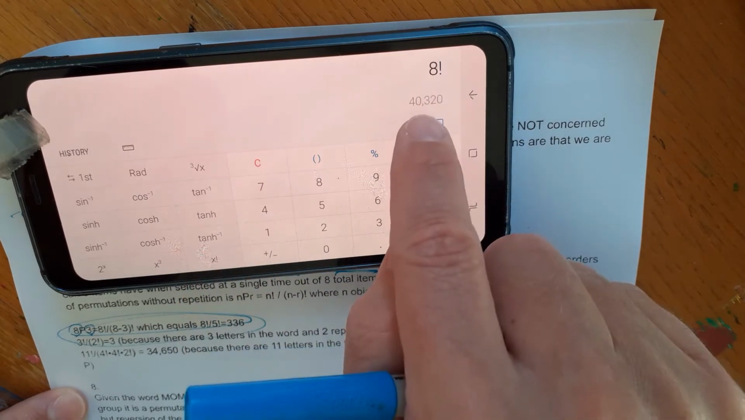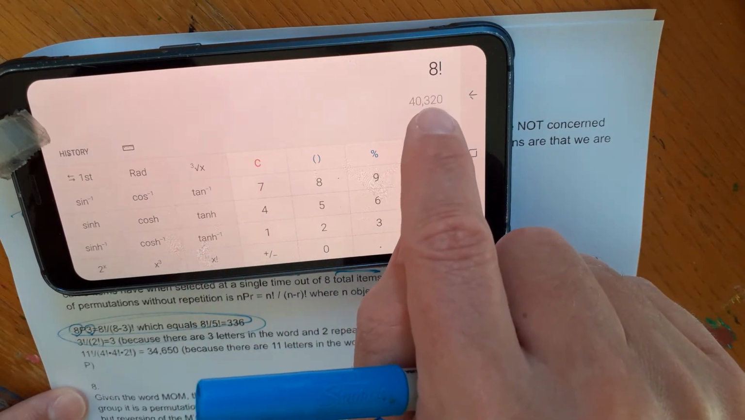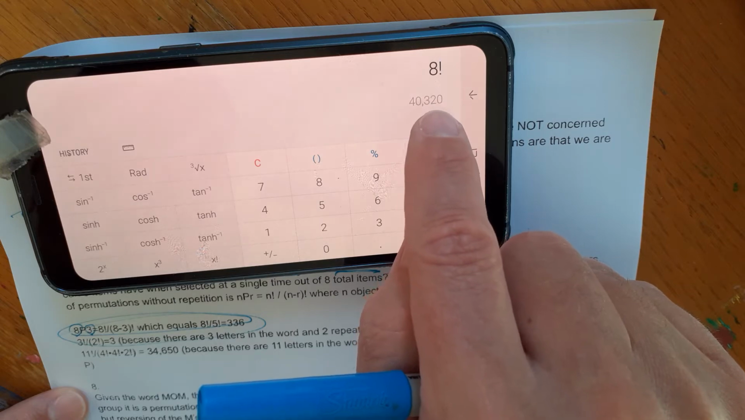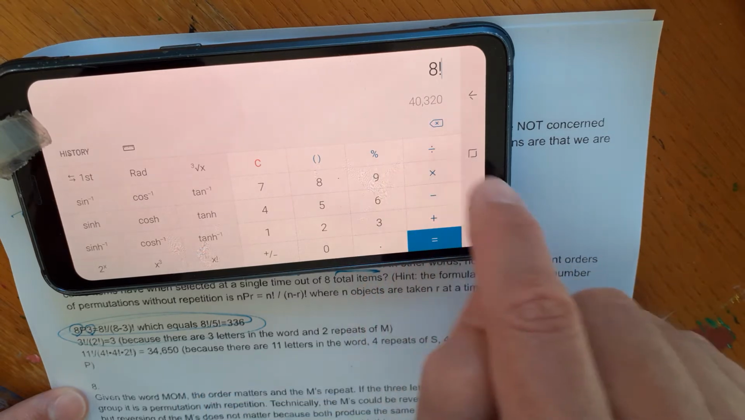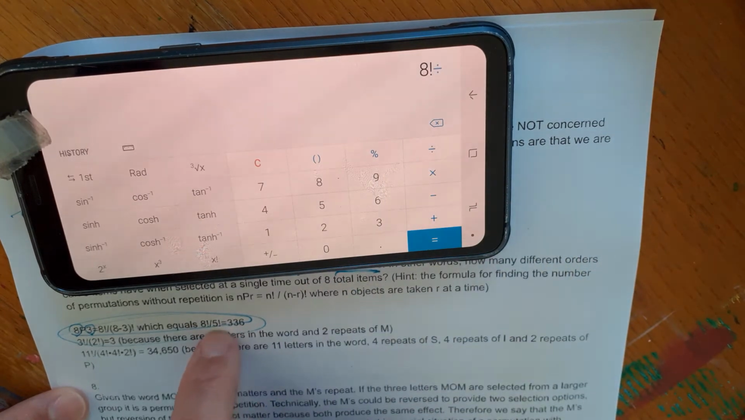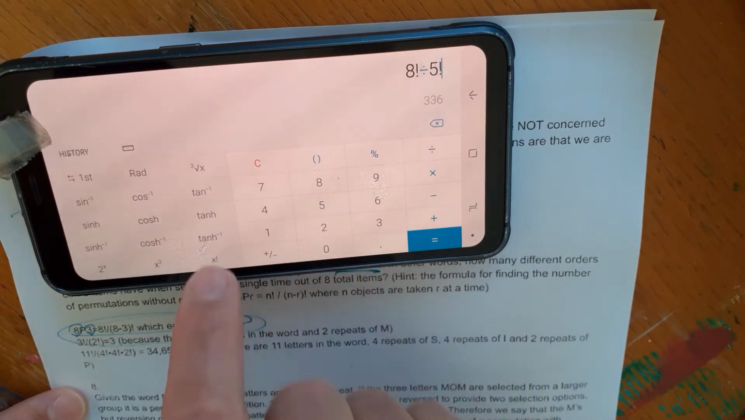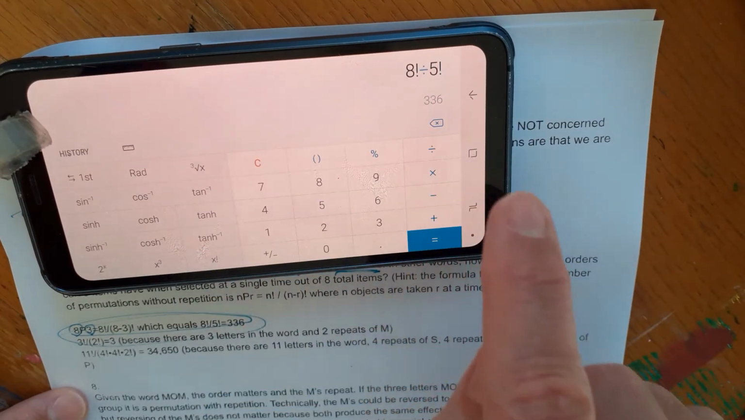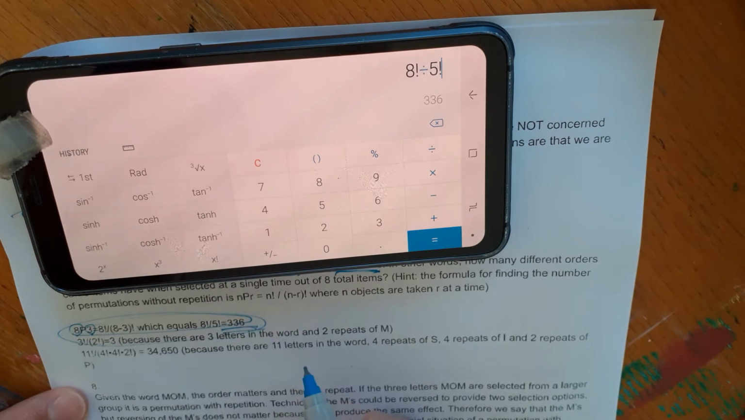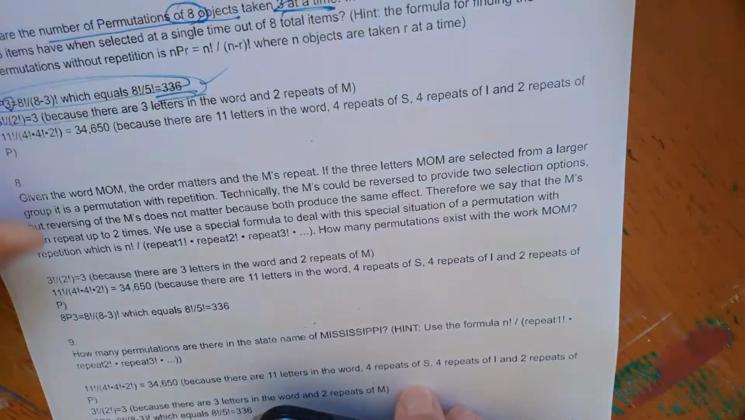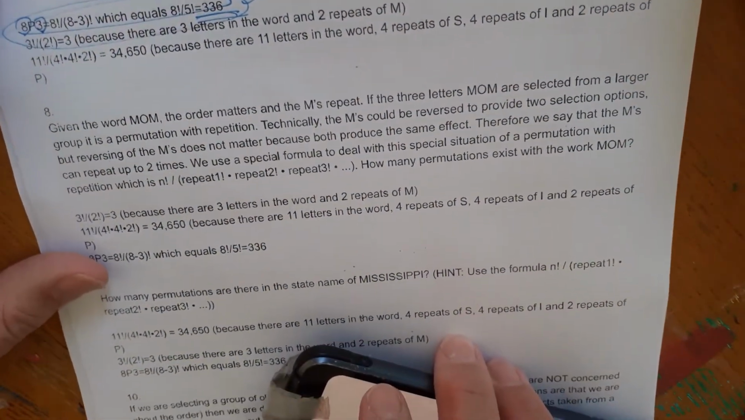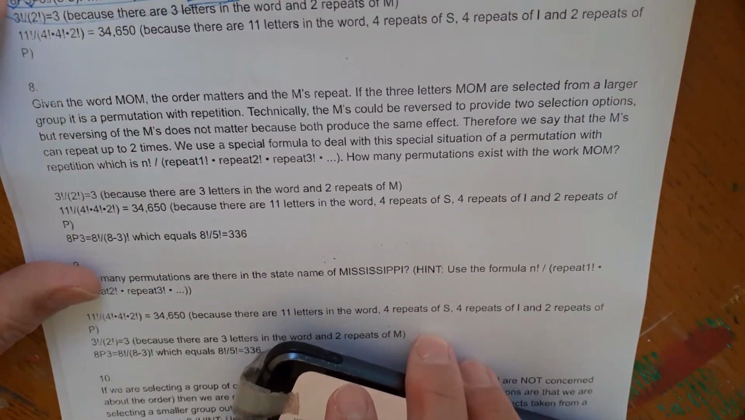And notice how big a number it is. That's 1 times 2 times 3 times 4 times 5 times 6 times 7 times 8. It's 40,320 divided by 5 factorial. Bing, 336. So they even did the calculation for us here, and we see we can get it on our calculator, right? Again, they're making everything easy for us. We do have to go through the process of trying to do it, though, to get this right.